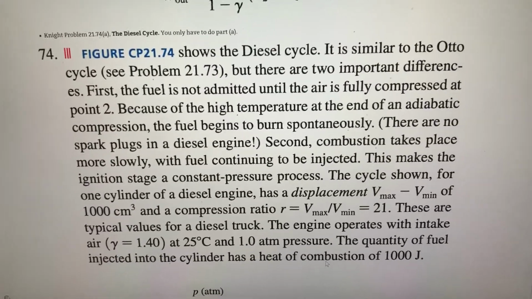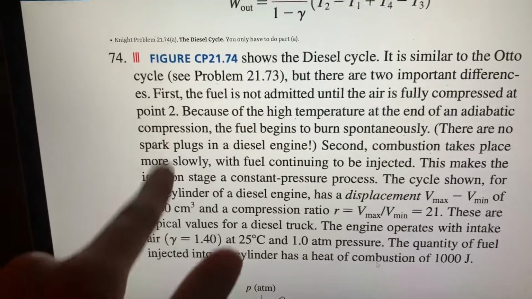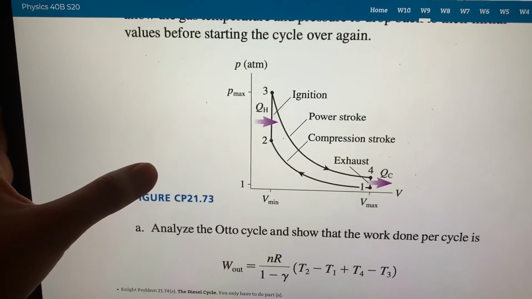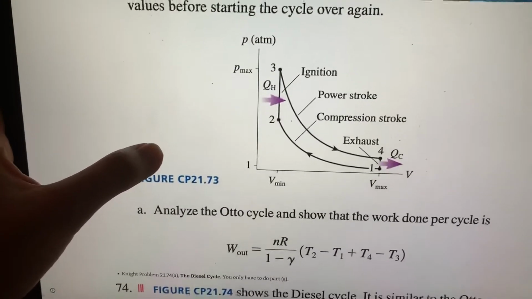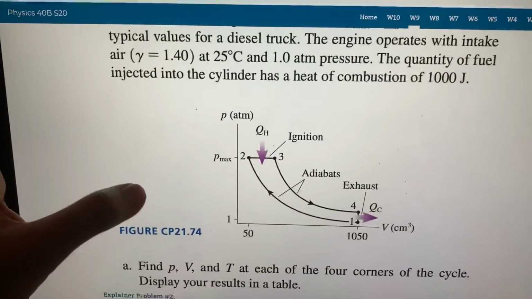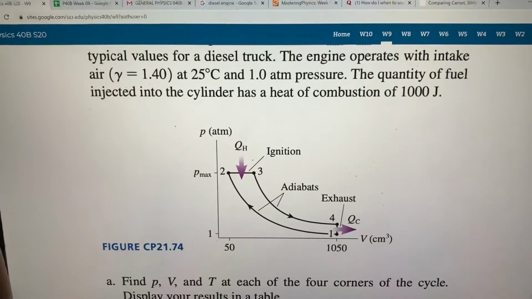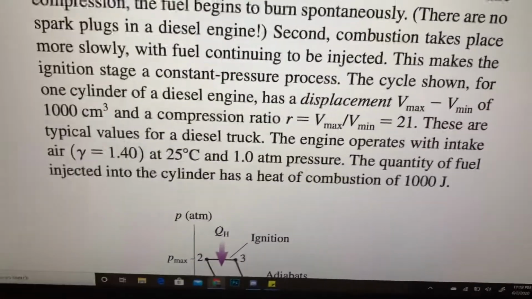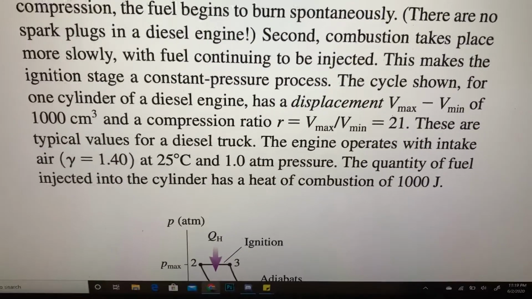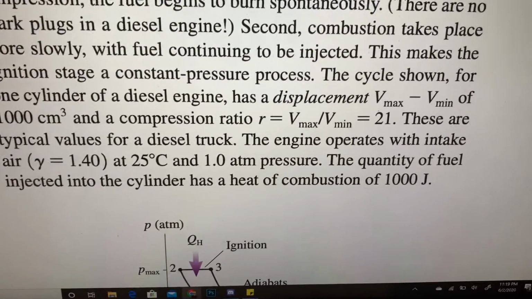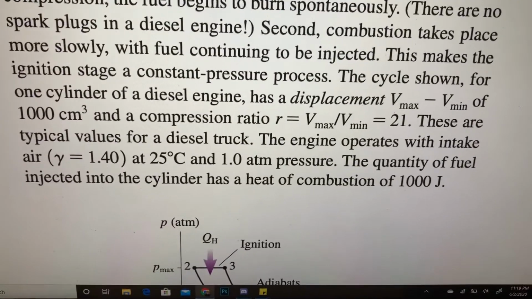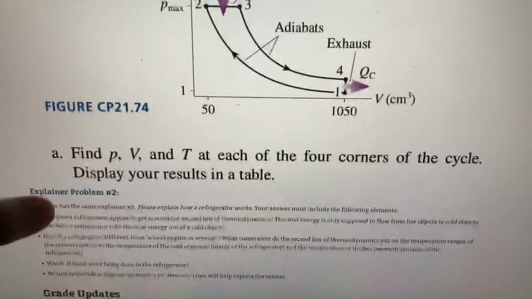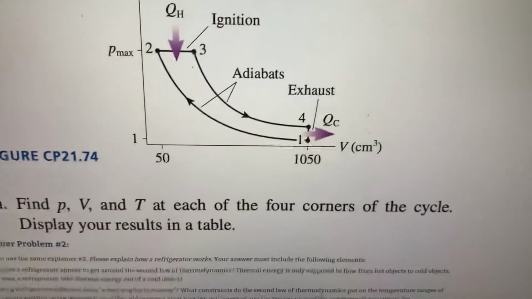The only thing you really have to look at is that the ignition is at constant pressure from 2 to 3, as opposed to the Otto cycle, where the ignition happens in the air. The heat enters from 2 to 3 at constant pressure, so it's an isobaric process. The engine operates with intake air, gamma 1.4, at 25 degrees Celsius and 1 atmospheric pressure. The quantity of fuel injected into the cylinder has a heat of combustion of 1000 joules, so that'll be your QH.